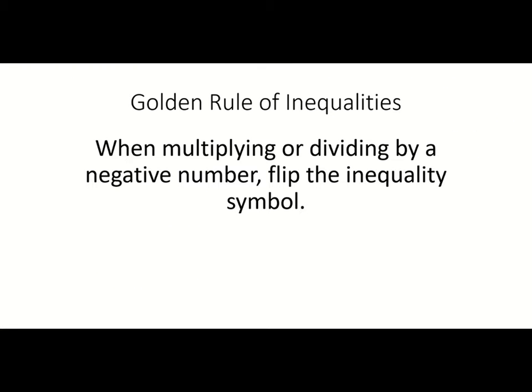The next item to discuss about inequalities is called the golden rule of inequalities. The golden rule of inequalities says, when multiplying or dividing by a negative number, we must flip the inequality symbol. It is very important that we pay attention to this rule when solving inequalities. We have to know what number we are multiplying or dividing on both sides of the equation.